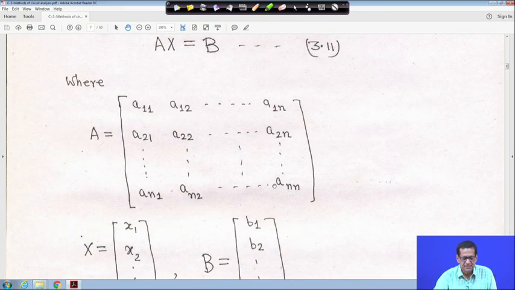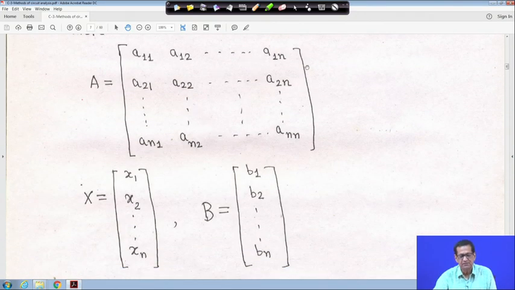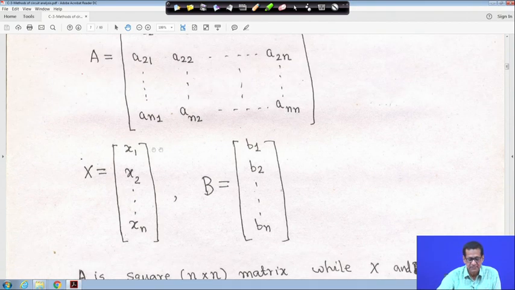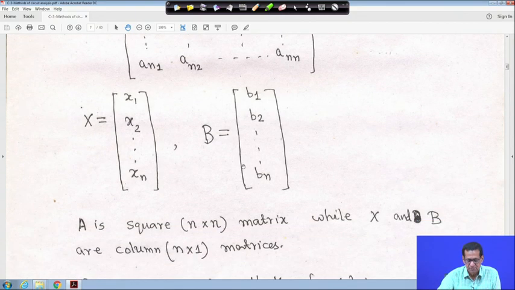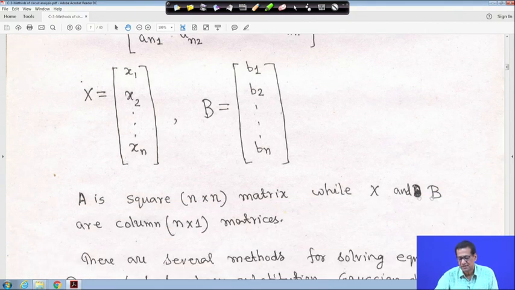Now this is your Ax = b. A is your A matrix: A11, A12, A1n, A21, A22, A2n, then the nth row An1, An2, Ann, right. Similarly, x is your x1, x2 up to xn, and b is b1, b2, bn. So A is a square matrix, n into n, where x and b are column vectors, that is n into 1 matrices, right.